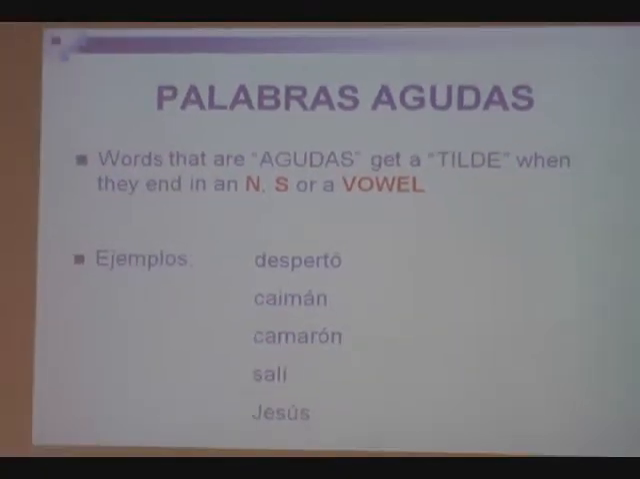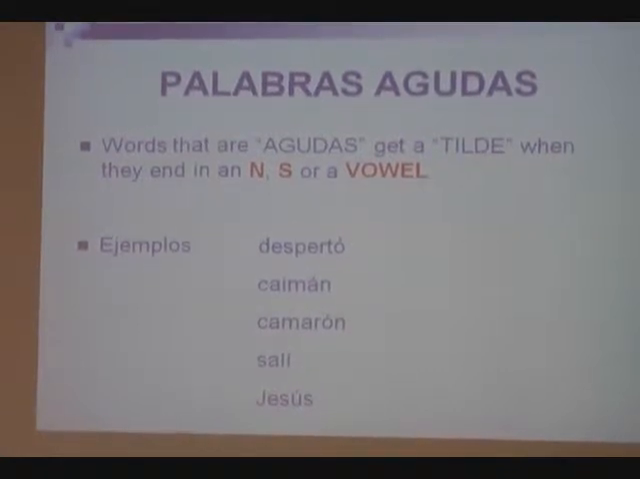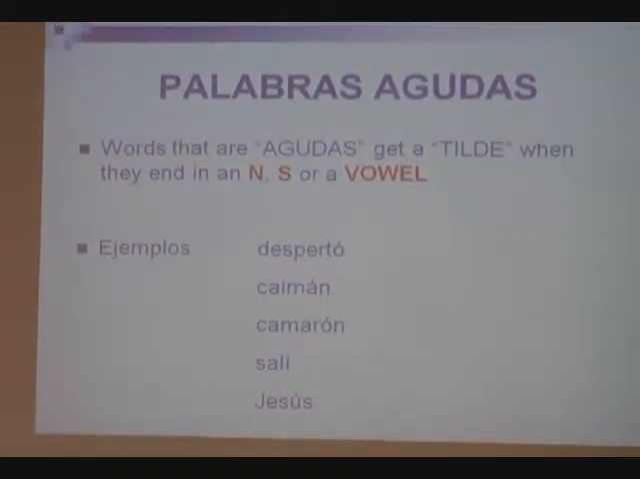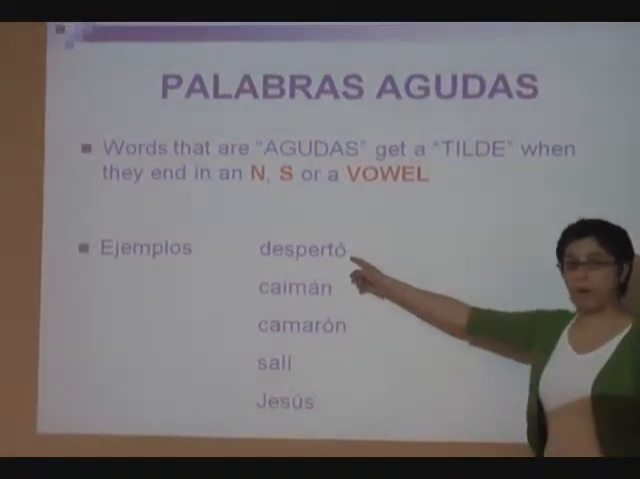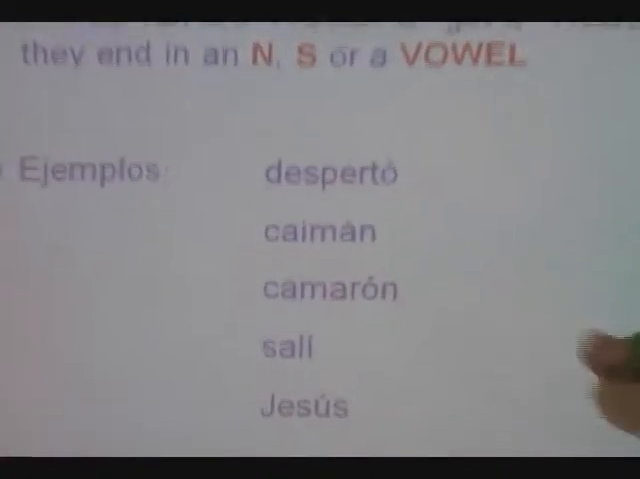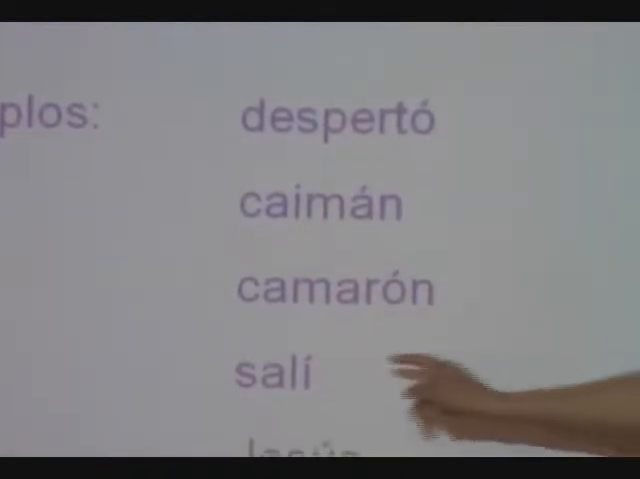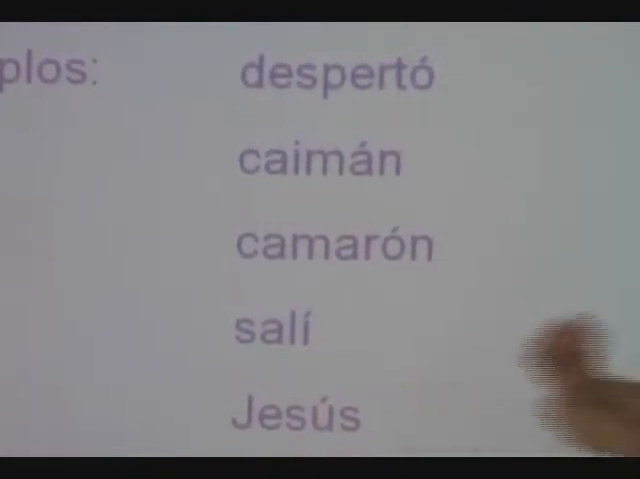Words that are agudas get the tilde when they end in an N, S, or a vowel. Ejemplos: despertó, caimán, camarón, salí, Jesús.